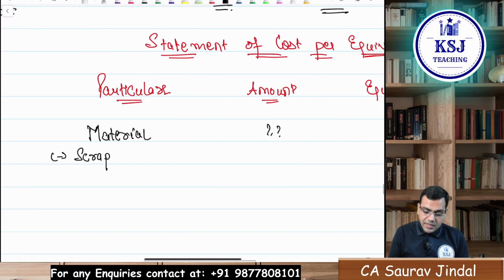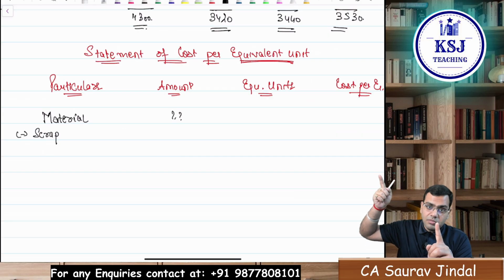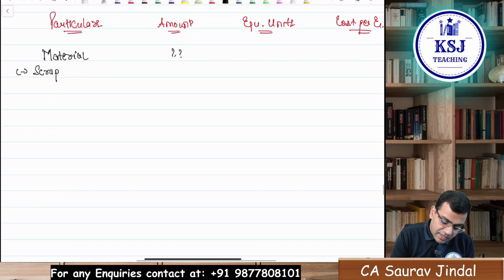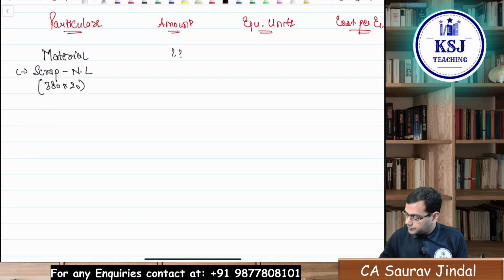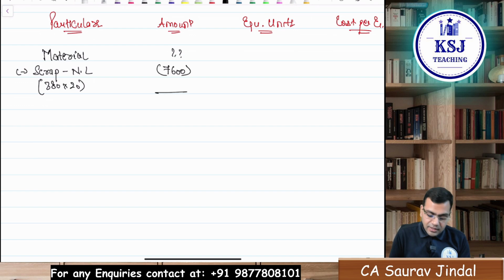But here when you are preparing the statement of cost per equivalent unit, which loss will you take? Whether you will calculate for normal and abnormal loss both, or only for normal loss, or for abnormal loss? Sir, the abnormal loss scrap will be taken where? To the abnormal loss account. It will not reduce your material cost, right? But here you will take the scrap value of your normal loss. So normal loss is 380 multiplied by 20. That comes to 7600. So this will be your net material cost.